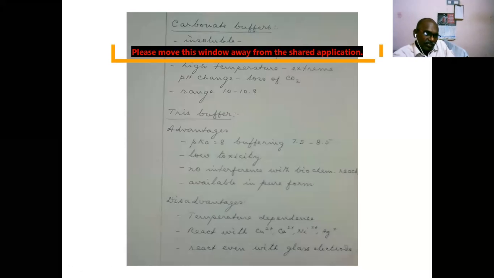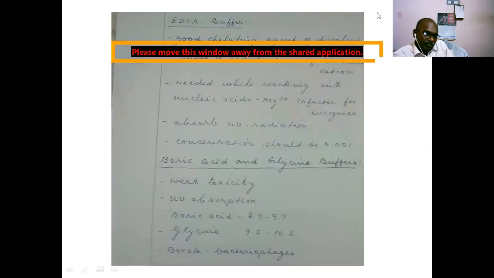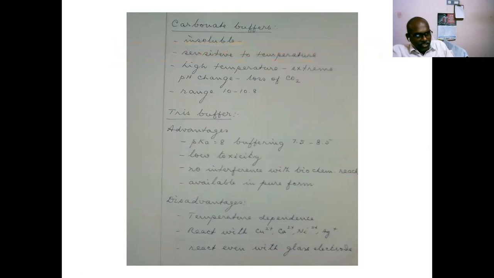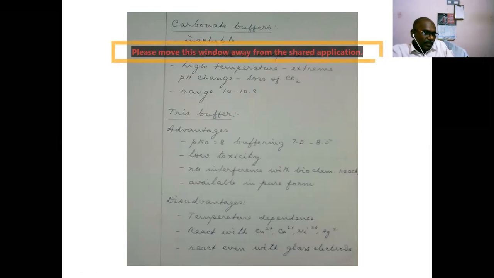Disadvantages of a tris buffer. Temperature dependence. With the temperature, it changes its pH. And it reacts with the copper 2 plus, calcium 2 plus, nickel 2 plus, and silver plus ions. And it reacts even with the glass electrode.